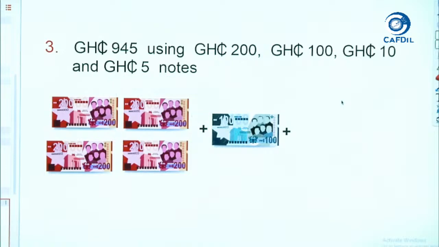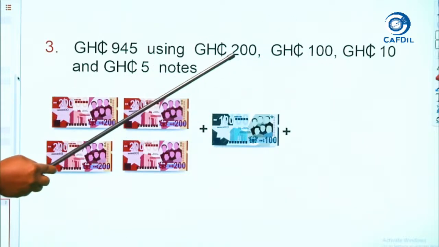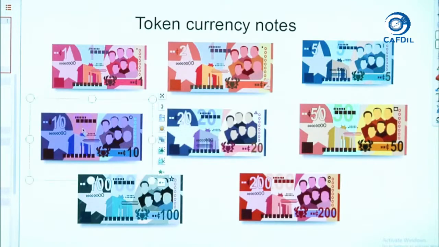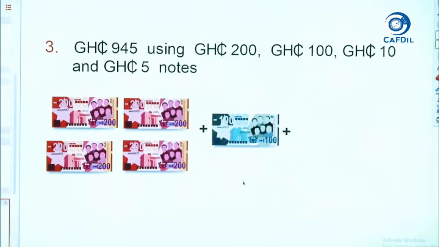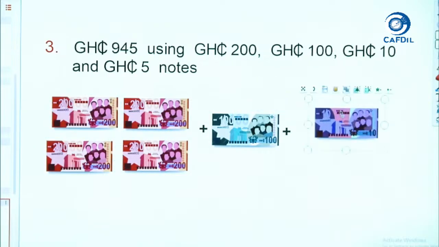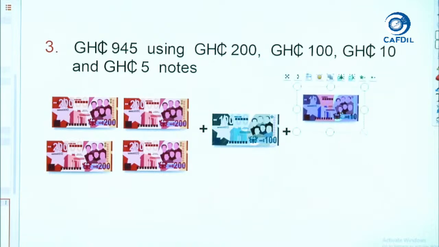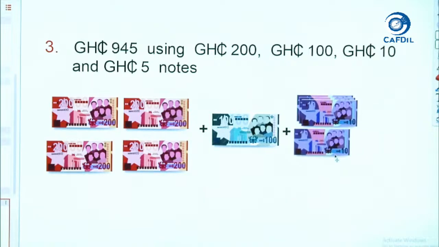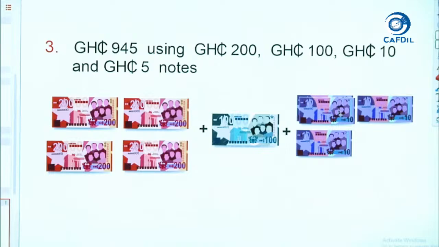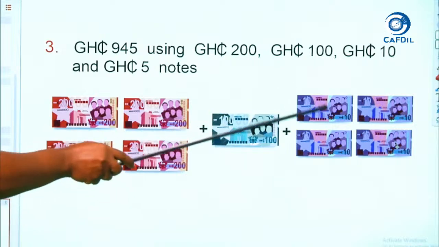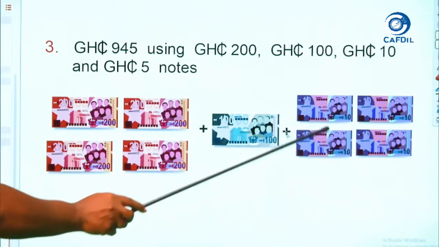And the 45, I have 10 cedis notes. I have used this. Now we are on this 10 cedis. So we can choose to bring 10 cedis. And how many do we need? We need 4, making 40 cedis. Yes, we have our 4 of the 10 cedis notes here. So this is 40 cedis.